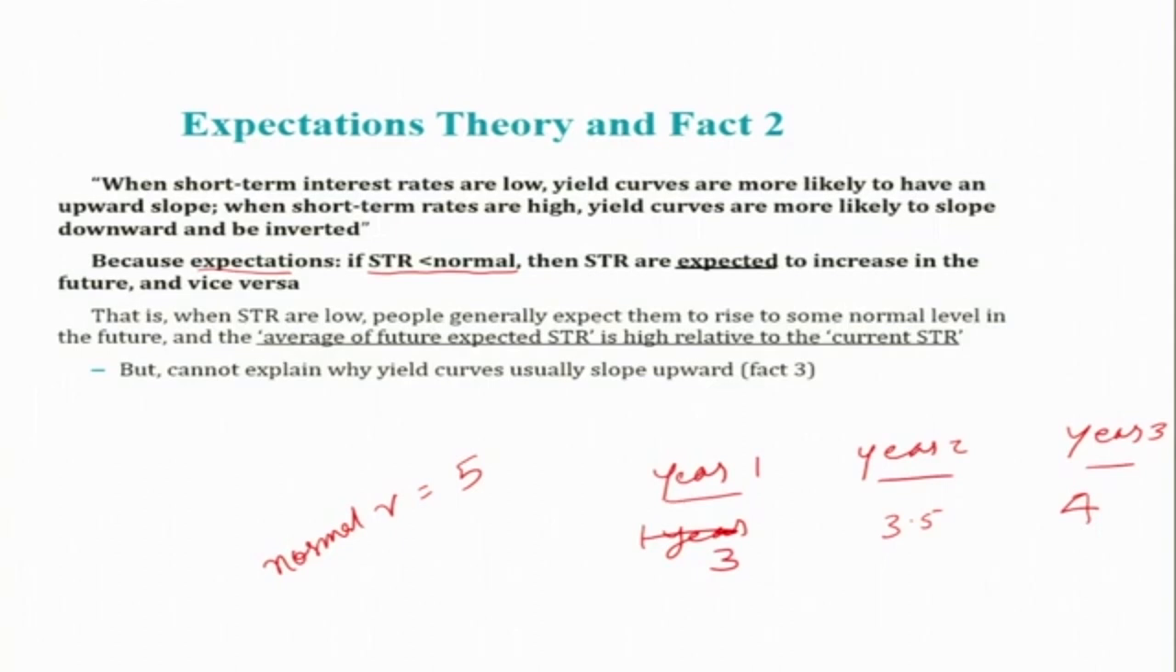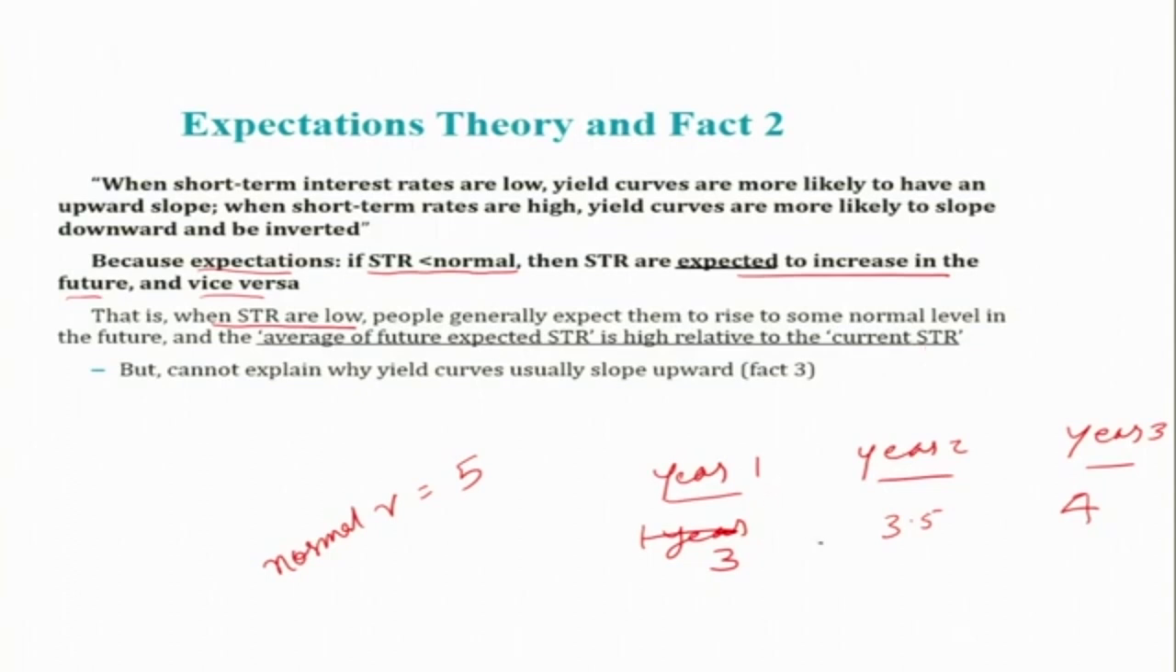That means if the short term rate of interest is less than the normal, then the short term rates for the years ahead, second year, third year, fourth year, fifth year, etcetera, are expected to increase in the future, and vice versa. When the short term rates are low, people generally expect them to rise to some normal level in the future, and that means the average of the future expected short term rate of interest is high relative to the current short term rate of interest, right?